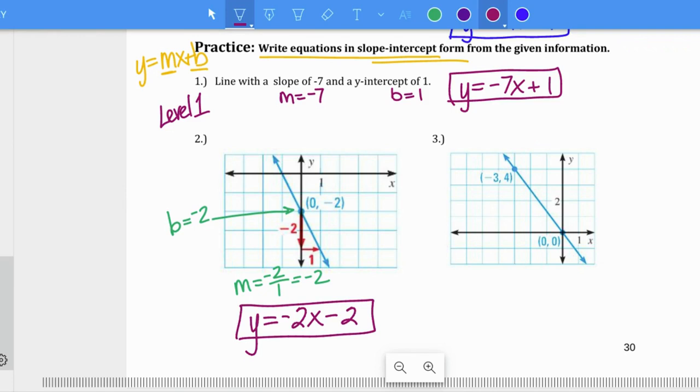Always double check, right? Double check that -2 slope, because it does look like a nice negative line heading downhill as I read it left to right.